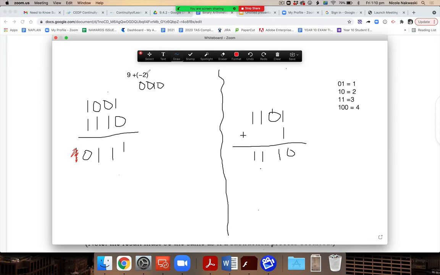9 plus negative 2. 9 minus 2. 7. Is this 7? 1, 2, 4, 8. 4 plus 2 plus 1, 7. Sweet. Got the right number. That's a quick way to check. Okay, so that's how I do it if they're giving me a decimal number.